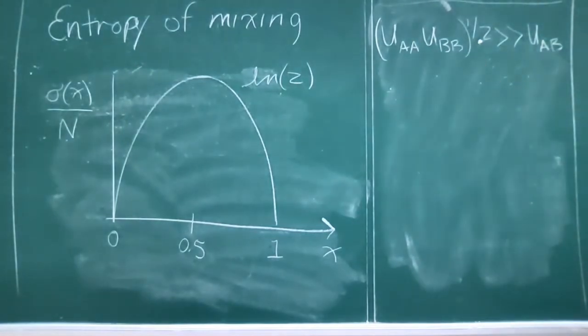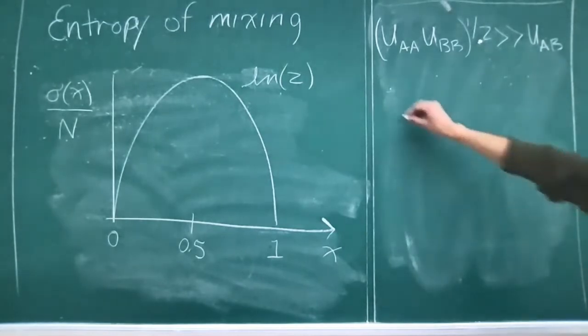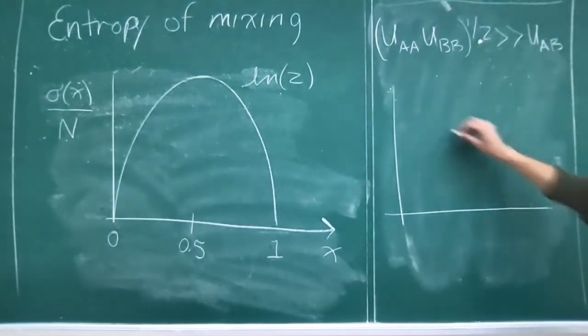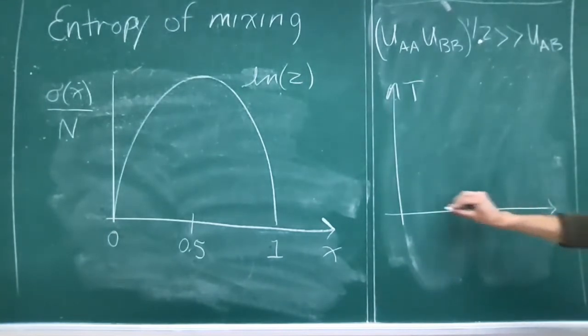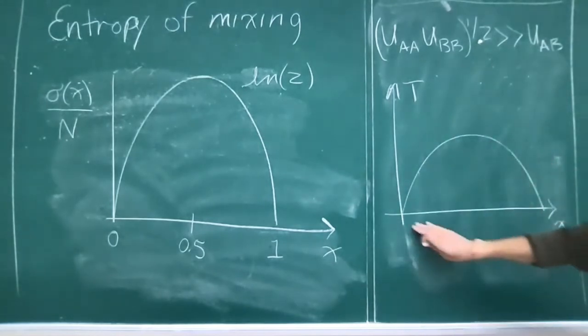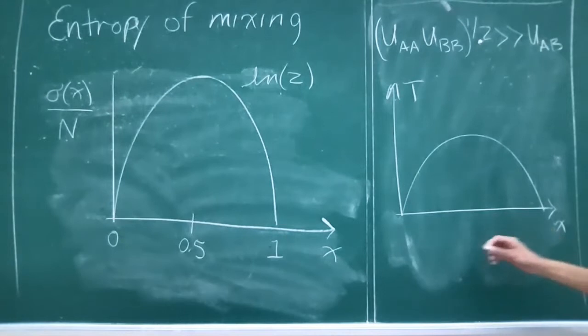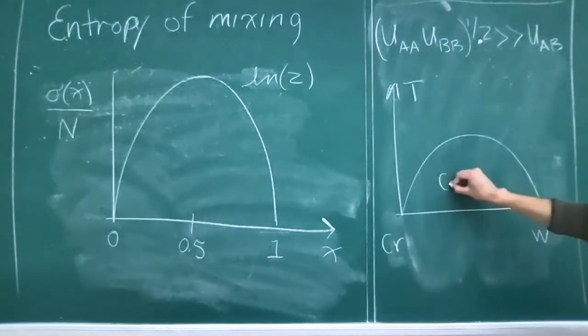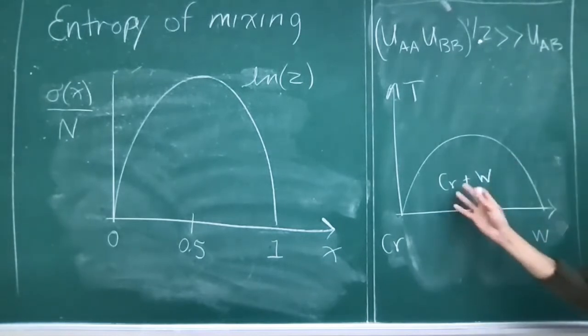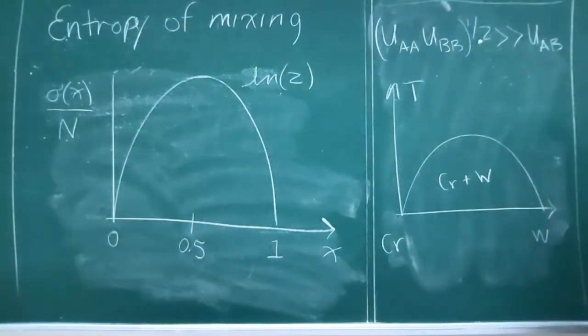If the average of the AA and BB bonds is much greater than the AB bonds, then you're going to get a phase diagram. So this will be the temperature, and this will be the composition, and it is going to look like this. A common system which has this behavior is chrome tungsten. Over here you have 100% tungsten, and over here you have 100% chrome. In between, you have chrome plus tungsten. They don't combine. They're going to form chunks of chrome, chunks of tungsten.